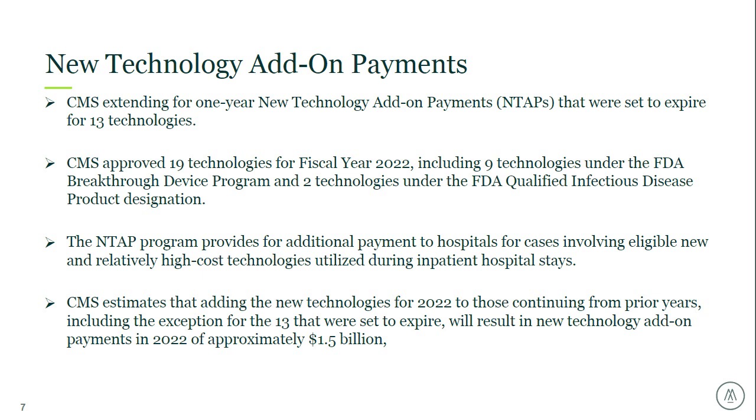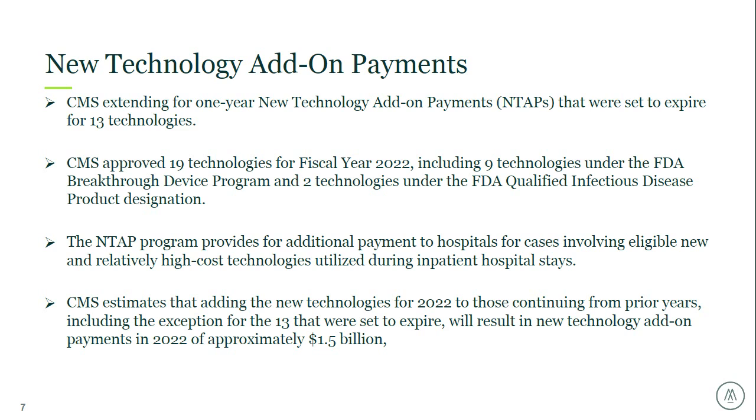So CMS is extending for 1 year new technology add-on payments that were set to expire for 13 technologies. CMS approved 19 technologies for fiscal year 2022, including 9 technologies under the FDA Breakthrough Device Program and 2 technologies under the FDA Qualified Infectious Disease Product Designation. And CMS estimates that adding the new technologies for 2022 to those continuing from prior years, including the exception for 13 that were set to expire, this is going to result in new technology add-on payments in federal fiscal year 2022 of approximately $1.5 billion. These changes were set forth in the proposed rule, and they were adopted as is in the final rule.